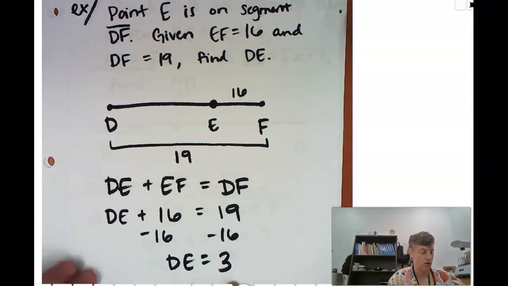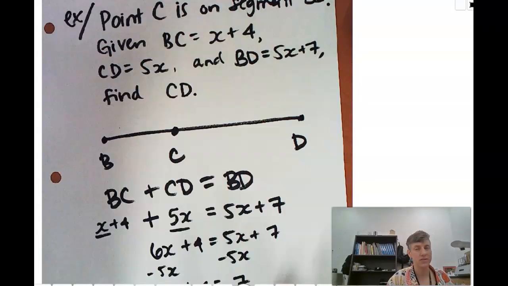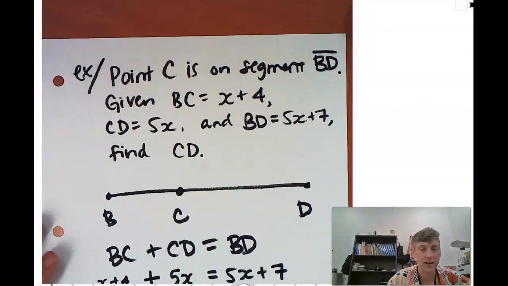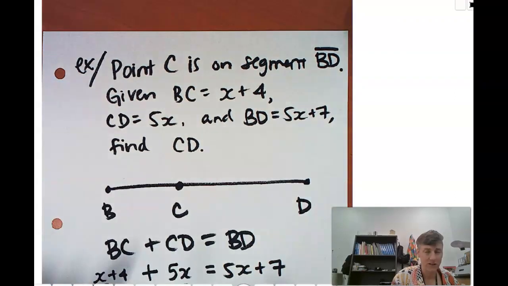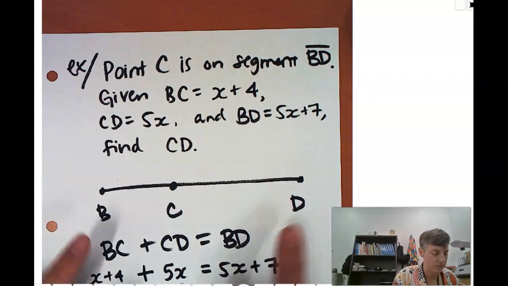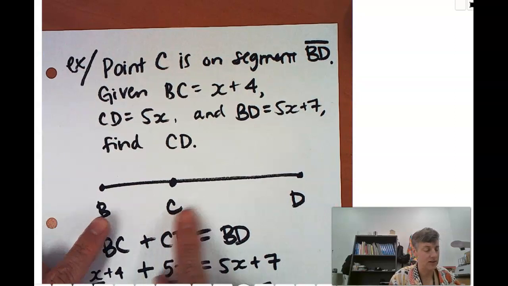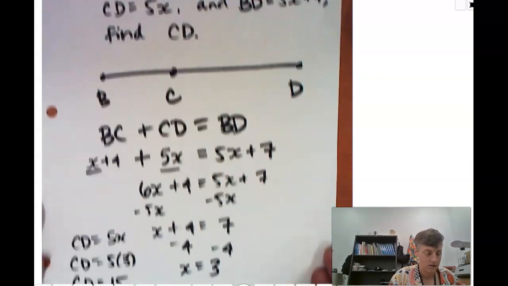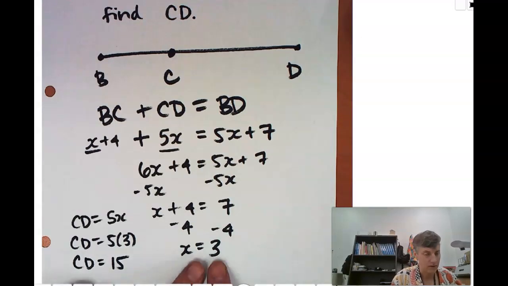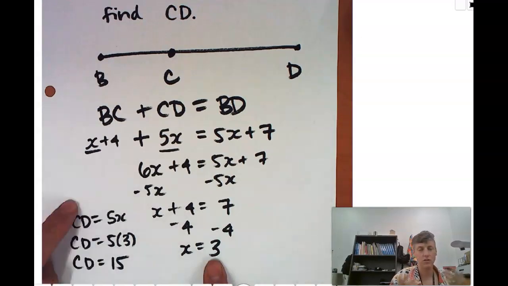And we did it one more time with some algebra. Again, we didn't have a picture at the beginning. Draw a picture. Make your letter equation off of that picture. BC plus CD equals BD. Plug in the stuff that you know. Solve for your variable if you need to, and plug your variable into the expression you're looking for.